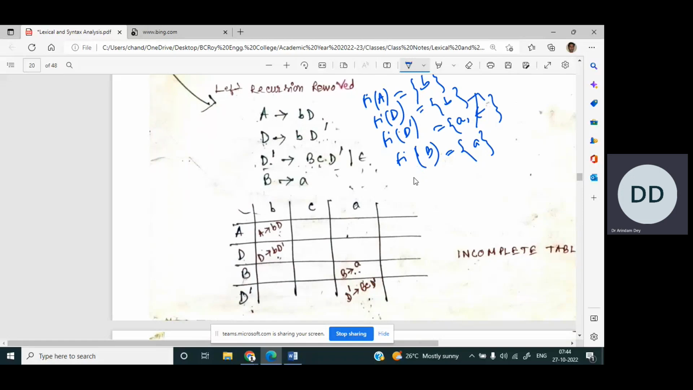if I try to fill the cells in this table with the respective first values, here we write the variable names. This is A, D, B and D. Here the terminal values b, c and a, right?